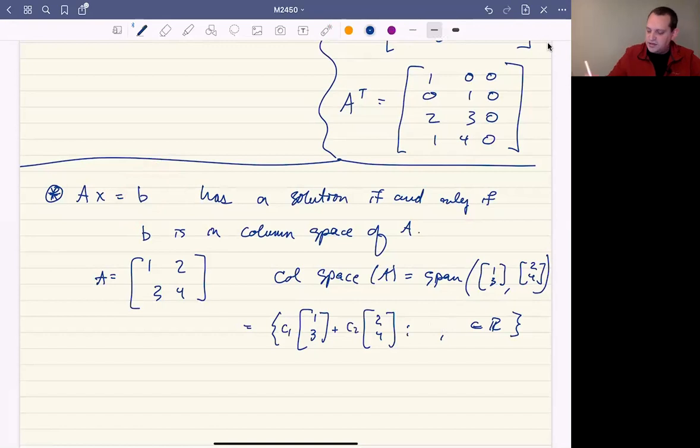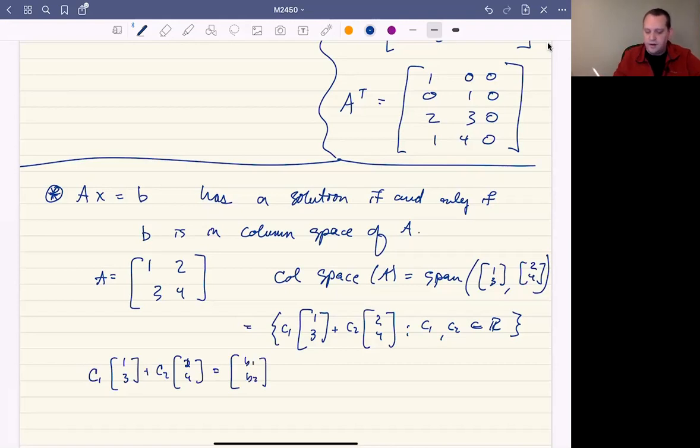So anyway, the span is the set, and if we want to have a solution, that means that Ax equals b has to have a solution. In other words, b has to be in the column space of A, because the column space is the set of linear combinations here. So to say that Ax is equal to b means that you can write b as a linear combination of the columns of A. 2, 4 equals b. So let's call b b1, b2.